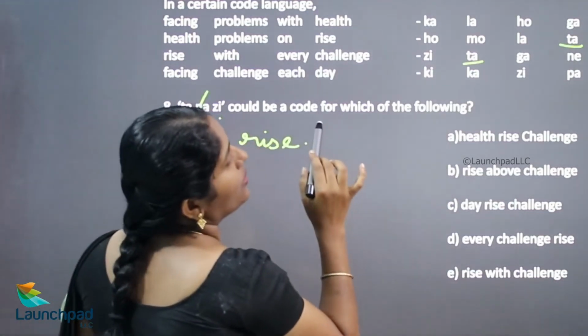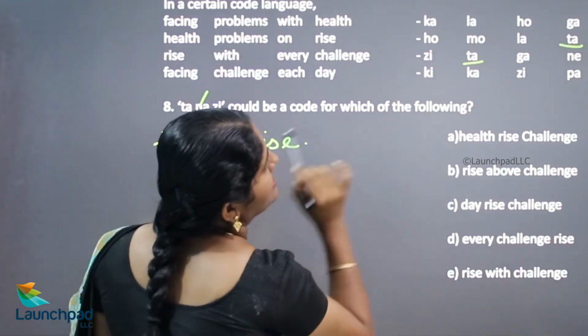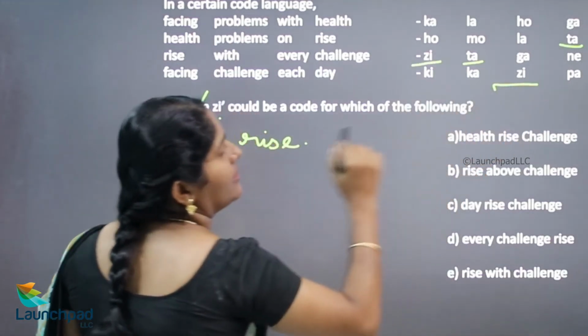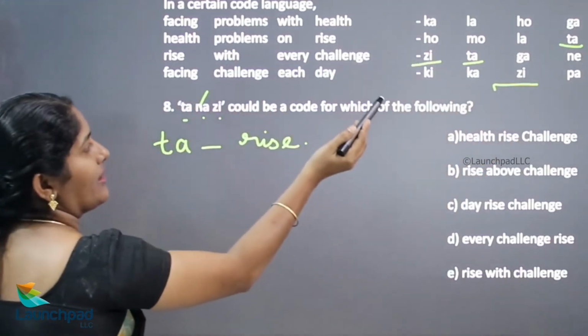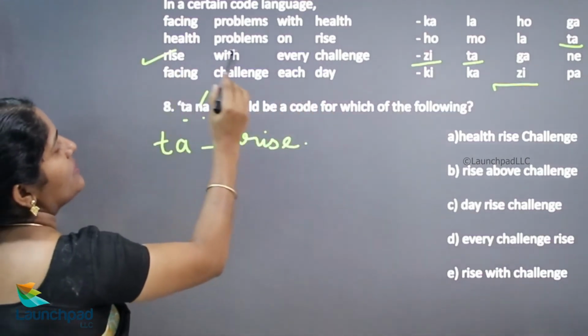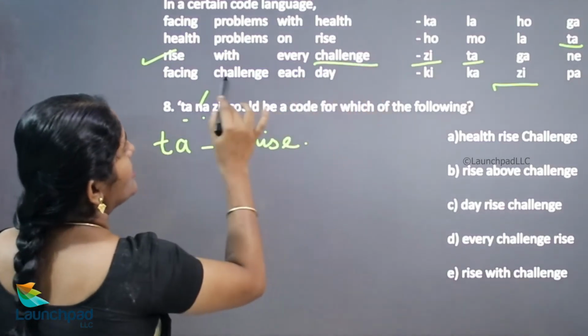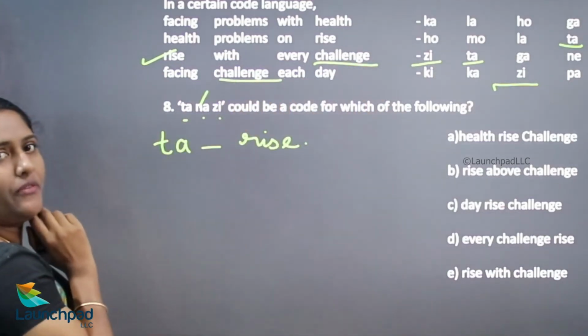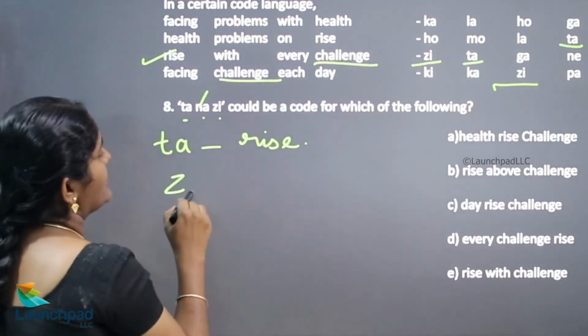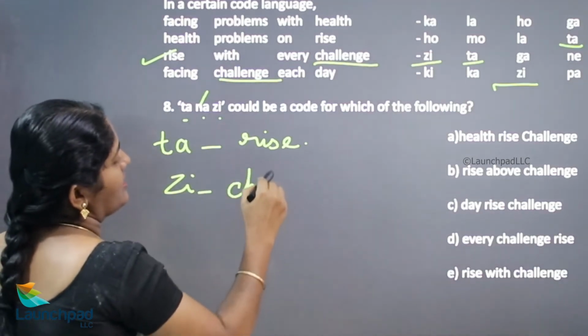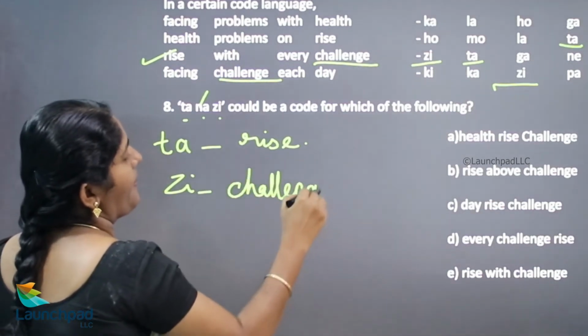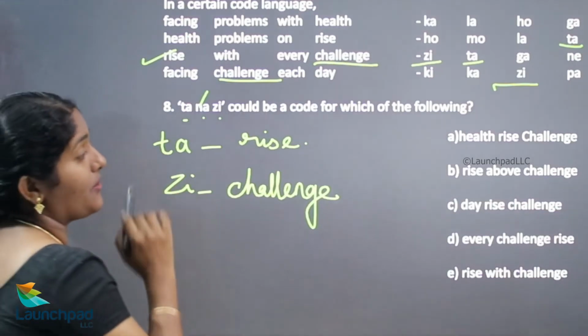Zi. What sentences have this Zi? Yes, here and here. So look at the corresponding sentences: rise with every challenge, facing challenge each day. Challenge, challenge. Is there any other common word? No. So Zi stands for challenge. Okay. Now.